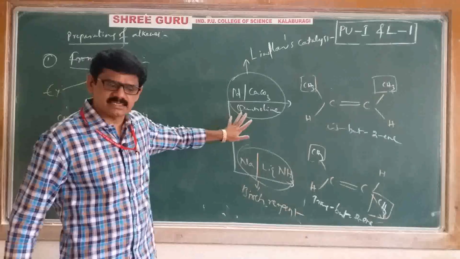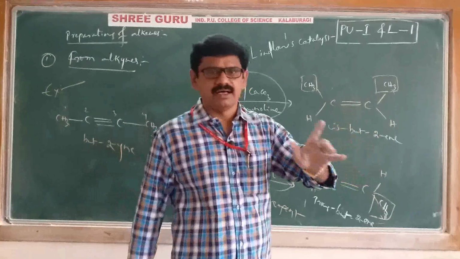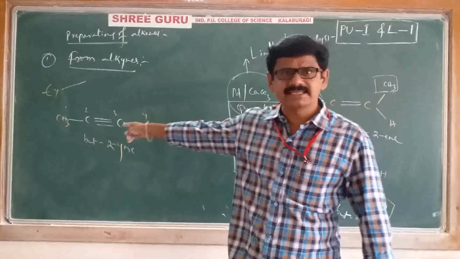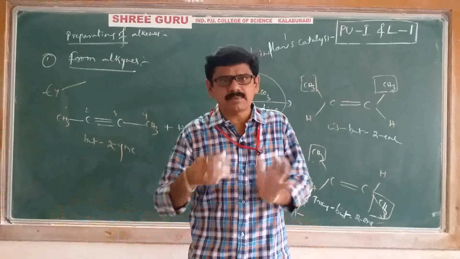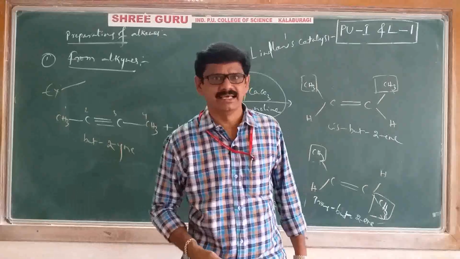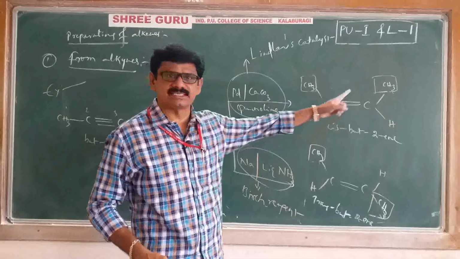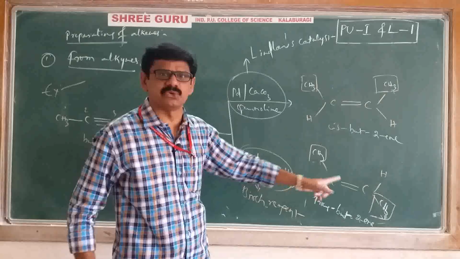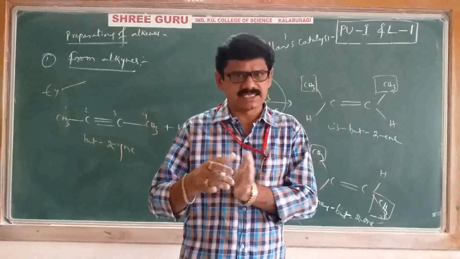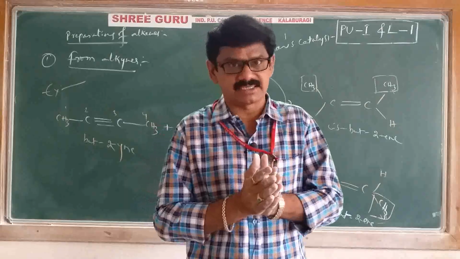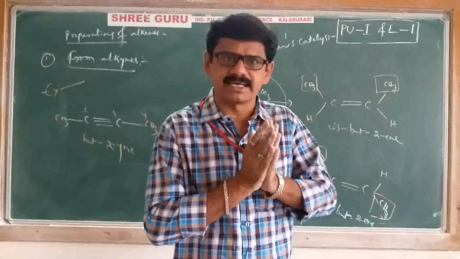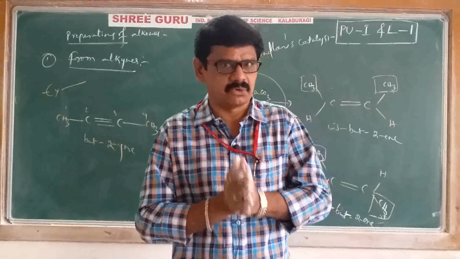This is the first preparation method of alkenes. What is the source? The source is alkyne. When alkynes are added with hydrogen in the presence of a catalyst, you will get the corresponding alkene. If it is Lindlar's catalyst, you will get a cis-alkene. If it is the Birch reagent, you will get a trans-alkene. Both the general reaction and the example we have discussed. You just practice properly, and you have to remember when we get the cis form and when we get the trans form.